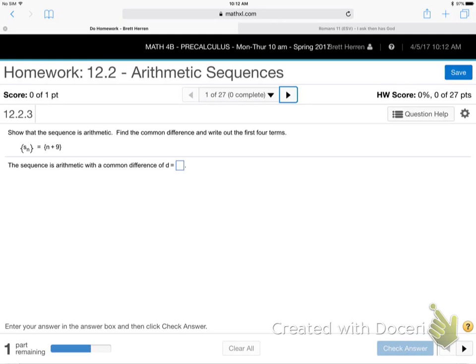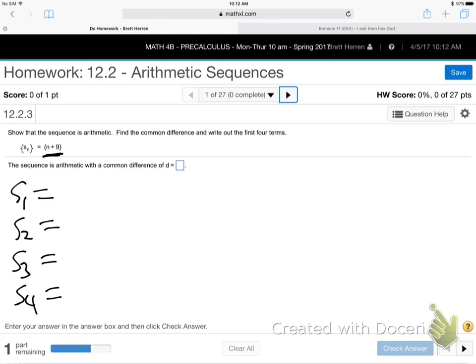Okay, so we have a sequence. Basically, they're just giving me a formula right there, n plus 9. And they're saying the sequence is arithmetic with a common difference of... okay, so basically that's a formula. n plus 9. S sub n is n plus 9. So let's find s sub 1, s sub 2, s sub 3, s sub 4. Let's plug into that formula.